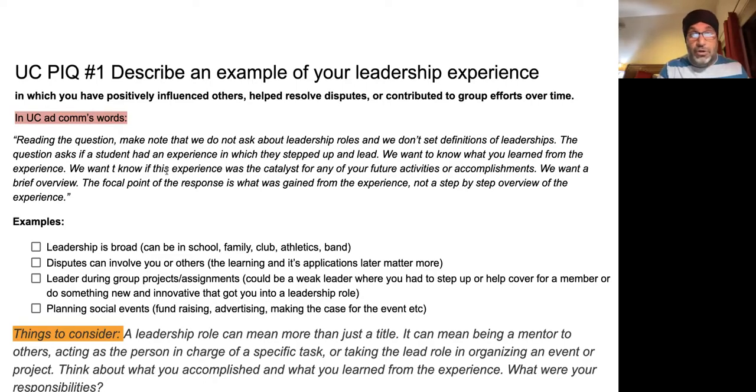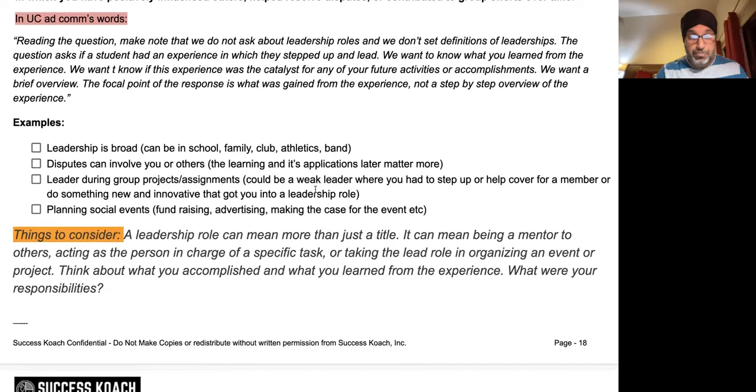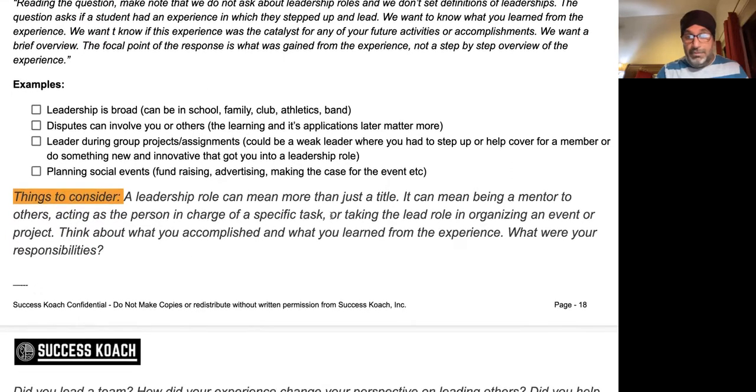We want to know if the experience is the catalyst for any future activities or accomplishments. That is another very critical point. They want to know if this triggered something bigger. We want a brief overview. So the overview of what happened is actually of very little importance. What's important is how you apply this down the line, okay? So the focal point of the response is the experience that was gained, not a step-by-step overview of the experience itself, okay?